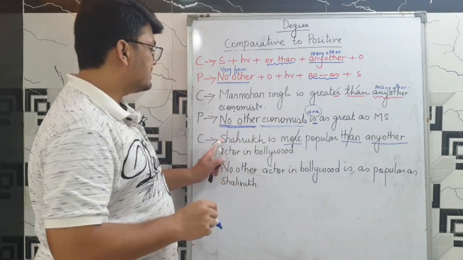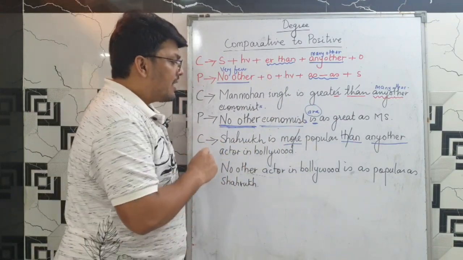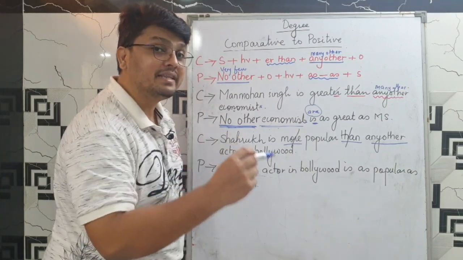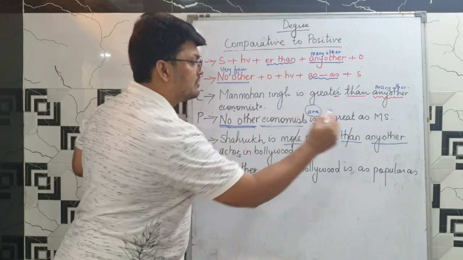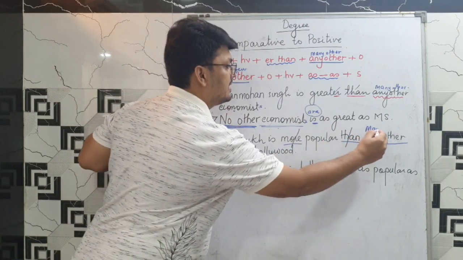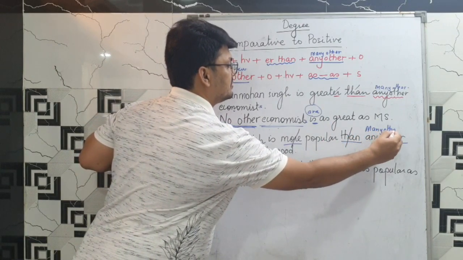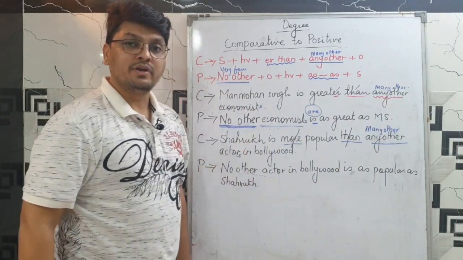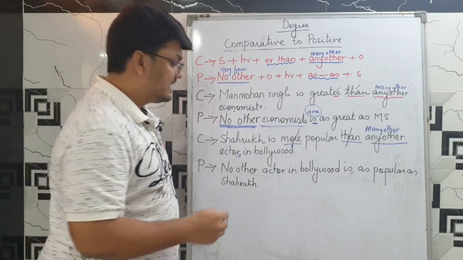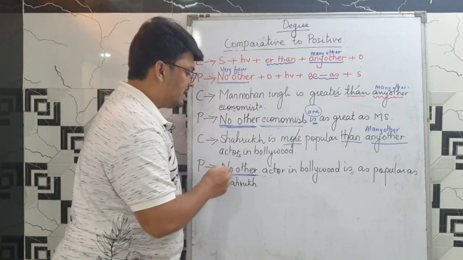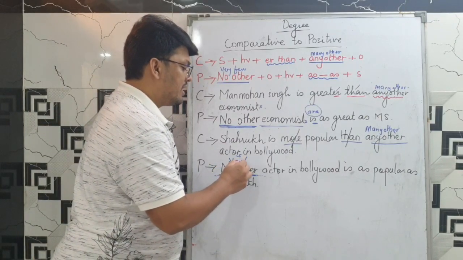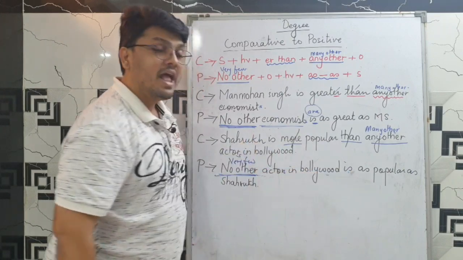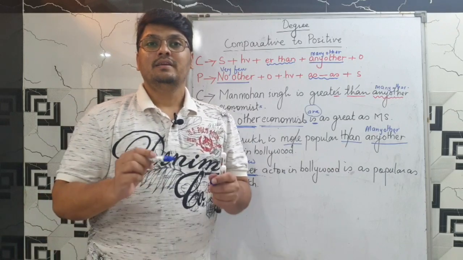Let's come to this second example. Shah Rukh is more popular than many other actors. If I'm using many other over here, this will become plural. Actors, many other actors in Bollywood. So how will I start positive degree? Instead of no other, I will write very few. So very few actors in Bollywood are as popular as Shah Rukh.